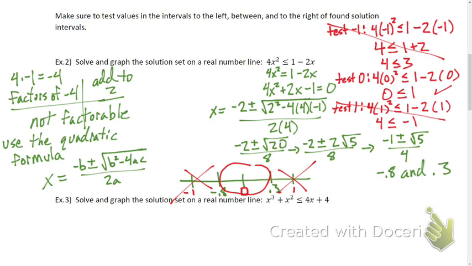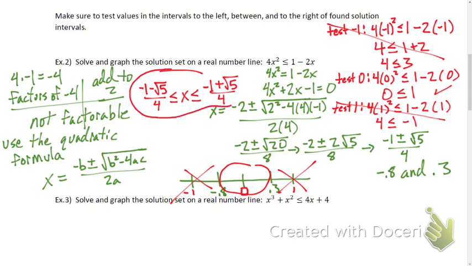I'd be okay with you using those two numbers. I would prefer you use the fraction with radical form, so I would prefer you to write it like this. But to be honest, if you wrote down -0.8 up to 0.3, I would take that as well.